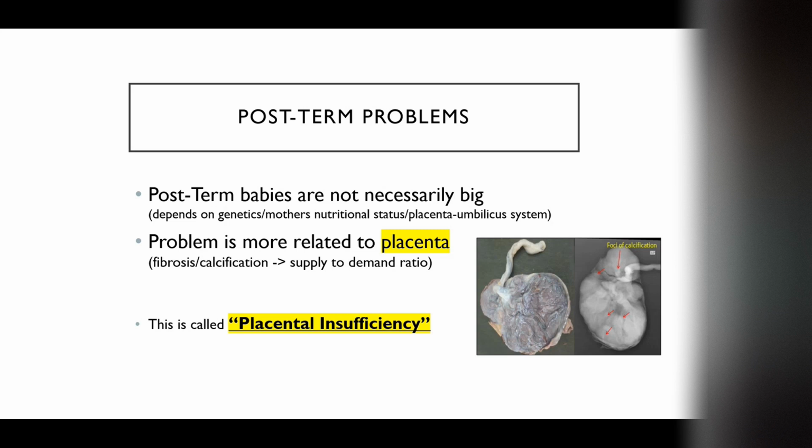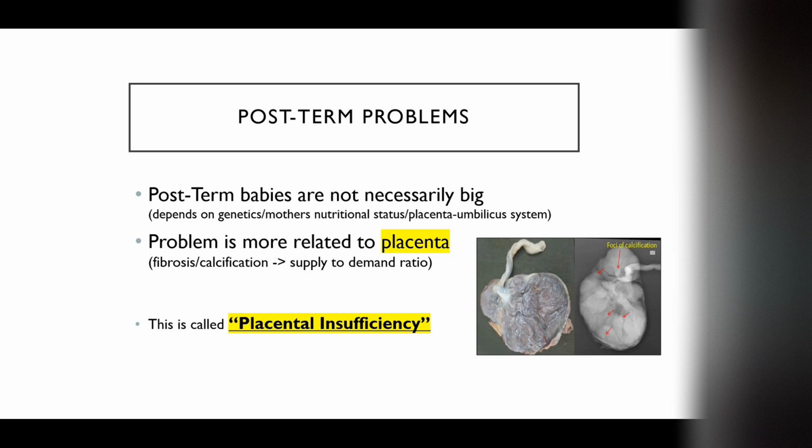So the most important problem for postterms is the placenta and not the size, because the size depends on many things. Nutrition, for example: if the mother eats nothing, the baby cannot grow. That's limited. If there is some disease that causes intrauterine growth restriction, the baby can be small as well. So placenta, remember, your placenta is your postterm.